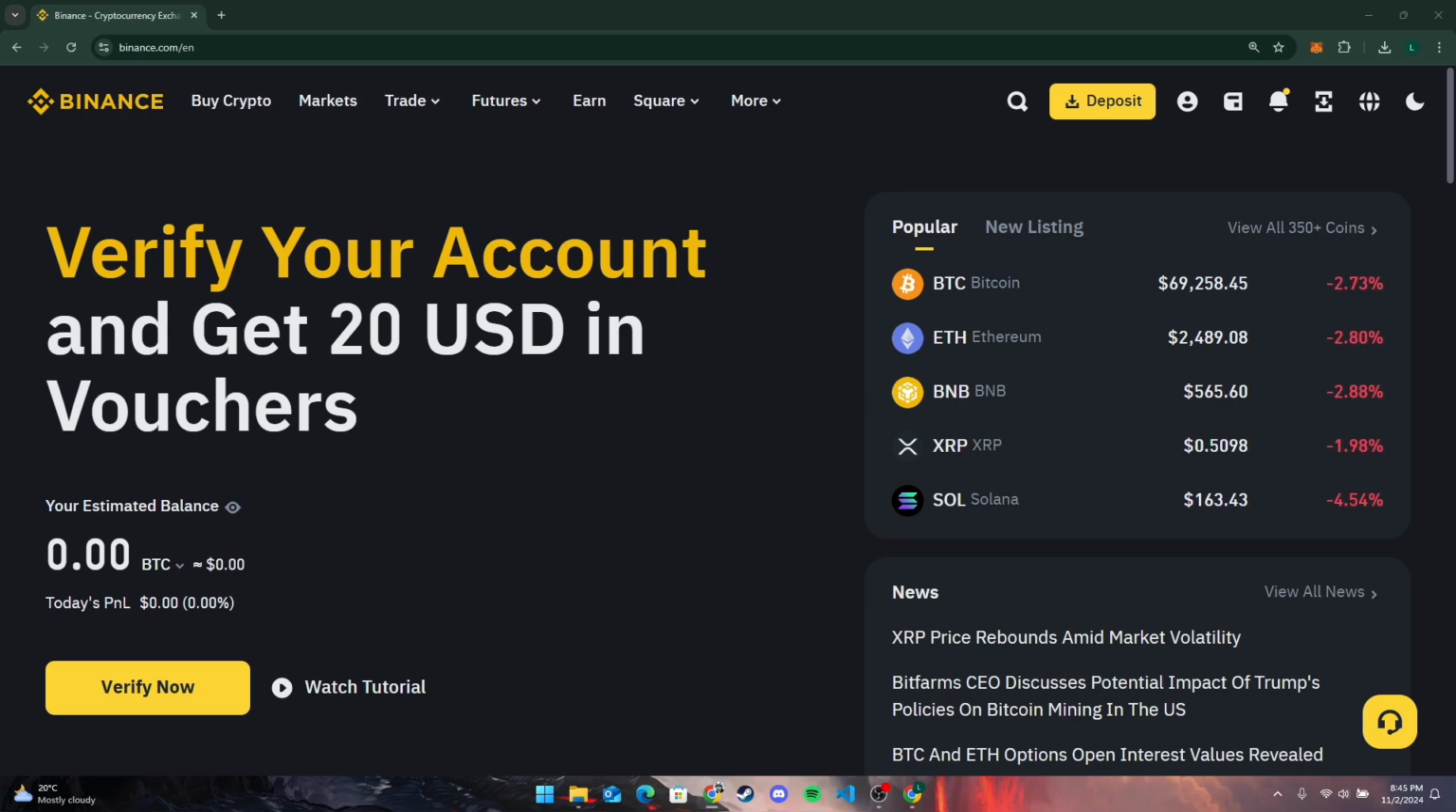You may need to set a price for the gift card. Research the market to determine a fair price based on current rate. Once all details are filled out, create a listing for your gift card. Your gift card listing will be visible to potential buyers on Binance.